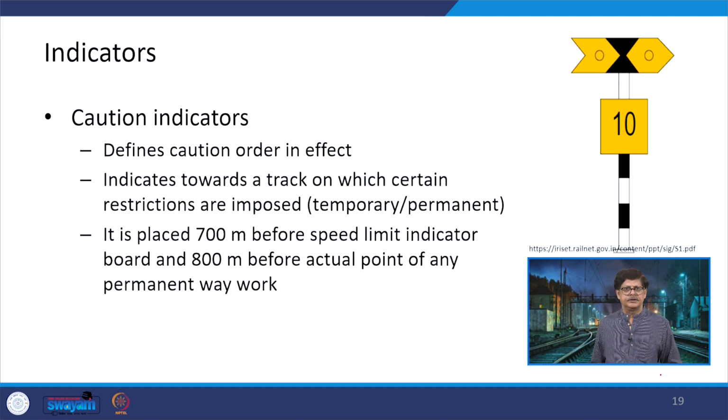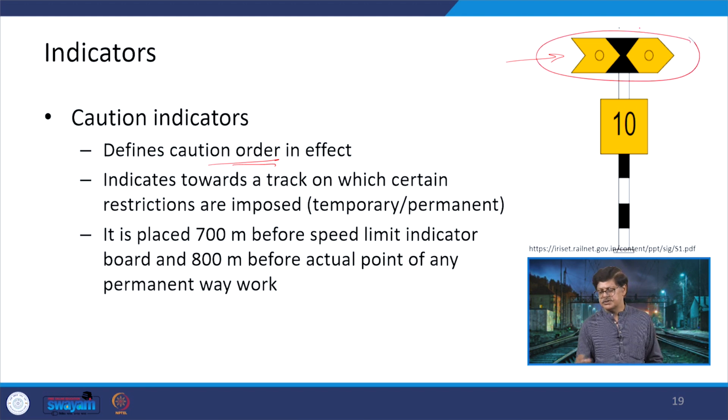Then caution indicators. The caution indicators define the caution order in effect, what type of caution is to be given. So, this indicator says there is a caution here. It indicates towards the track on which certain restrictions are imposed, which can be temporary or permanent in nature. Now, it is indicating towards this side. It means if there is a track being provided here, this restriction applies to this track.